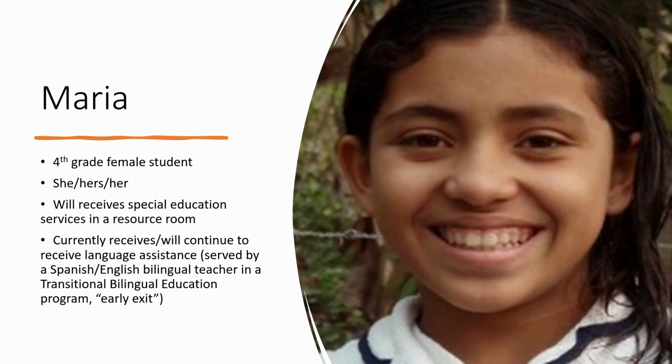Maria is a 4th grade female student who uses she/her pronouns. She received special education services from a cross-categorical special education teacher in a resource room setting. Cross-categorical is the type of license that you will attain in this program. Cross-categorical licensure allows you to serve the needs of students across a variety of disability eligibility categories. Maria also receives language assistance from a Spanish-English bilingual teacher in a TBE, Transitional Bilingual Education Program, more colloquially known as an early exit program.